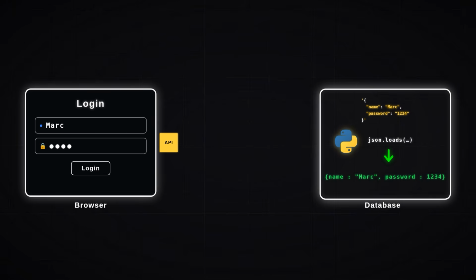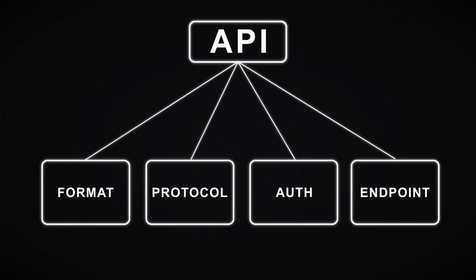So an API is just the word we use for all of these pieces working together. None of these on their own is the API. All of them together is what we call one.